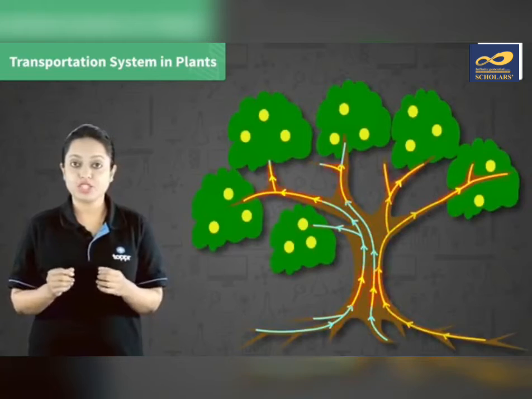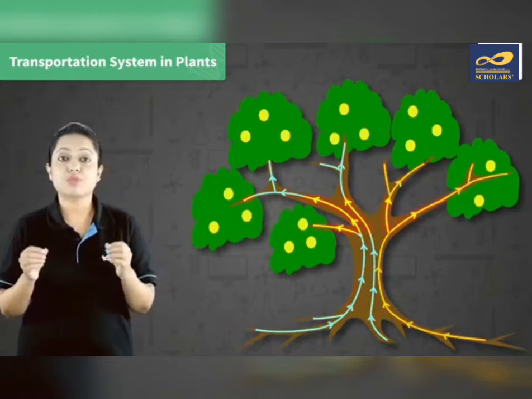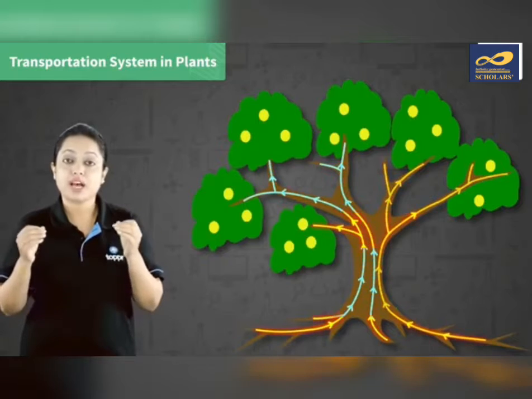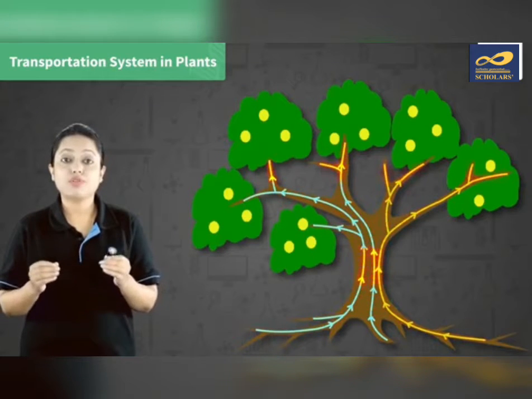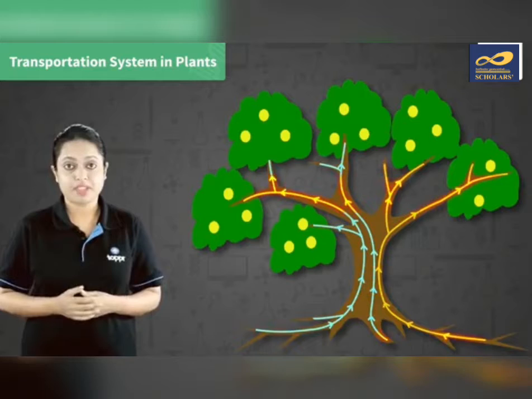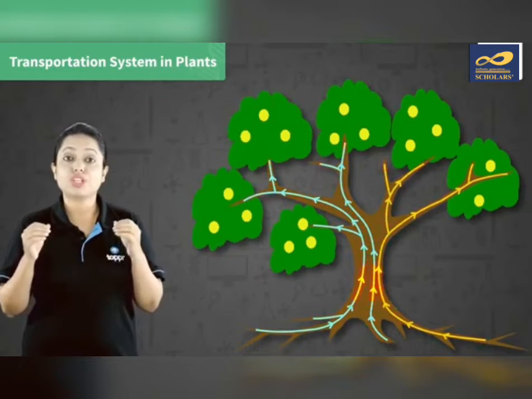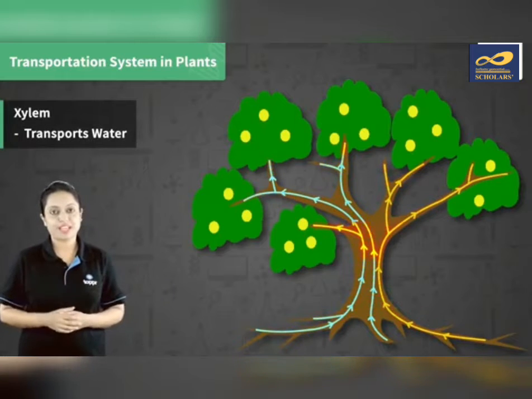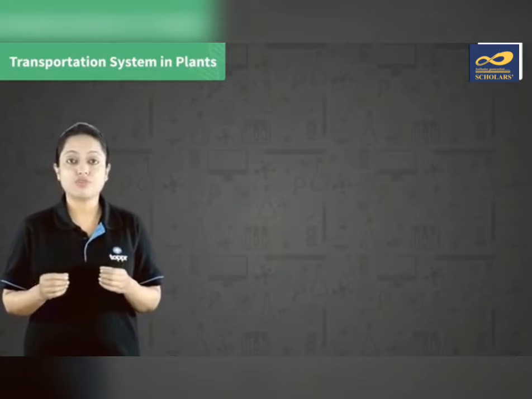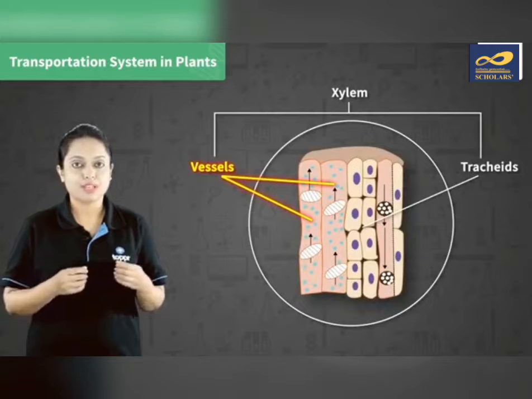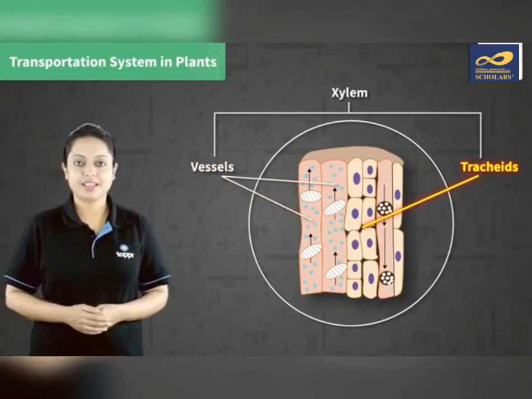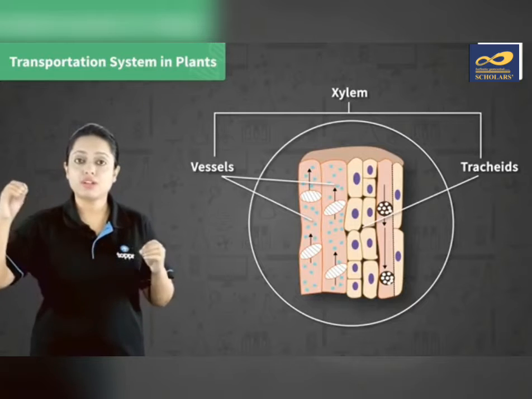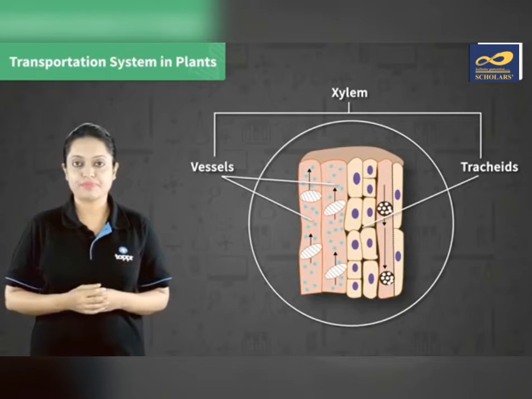As I just mentioned, plants need to transport water from the roots to the leaves. Now plants do so with the help of a transportation tissue. This tissue, which is used to transport water and dissolved minerals, is known as xylem tissue. The xylem tissue consists of two types of cells, vessels and tracheids. These are elongated cells which form a continuous column for water conduction.